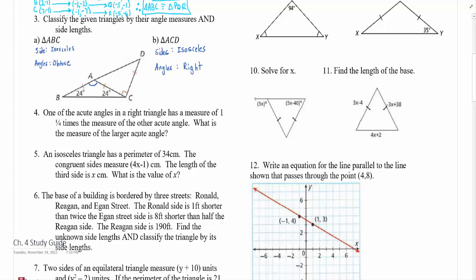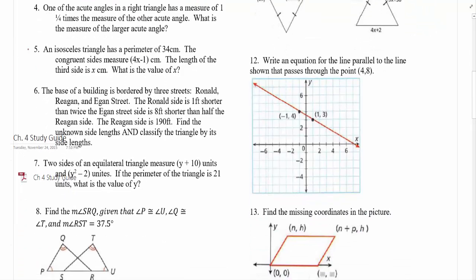Alright, next up, number 4. It says one of the acute angles in a right triangle has a measure of 1 1/4 times the measure of the other acute angle. So what is the measure of the larger acute angle?